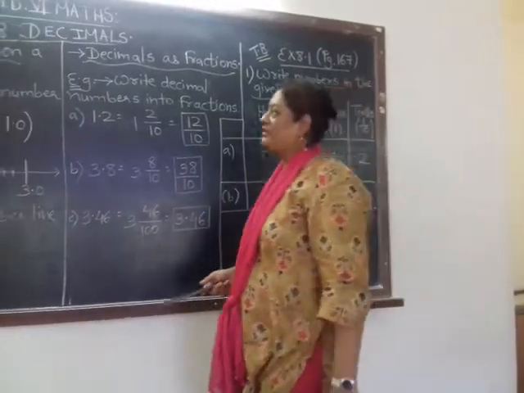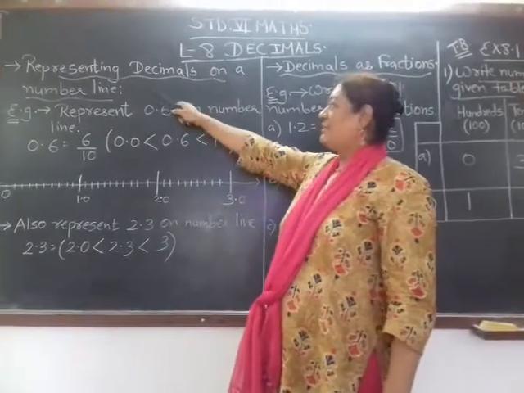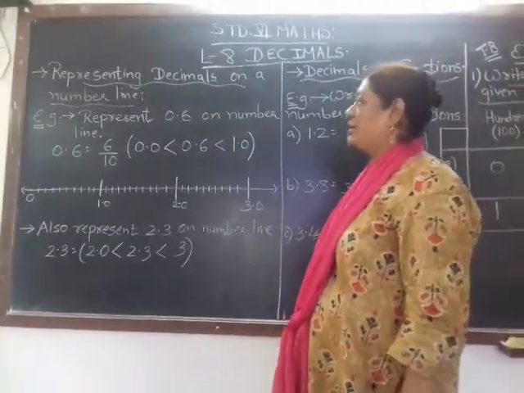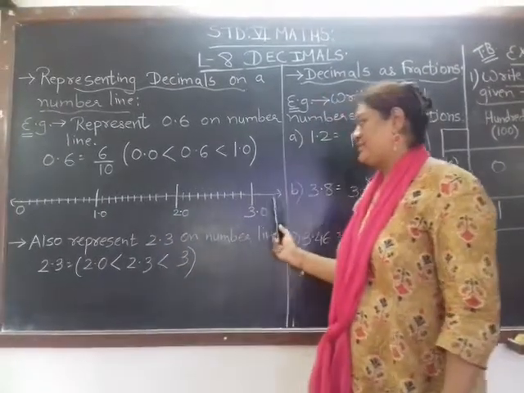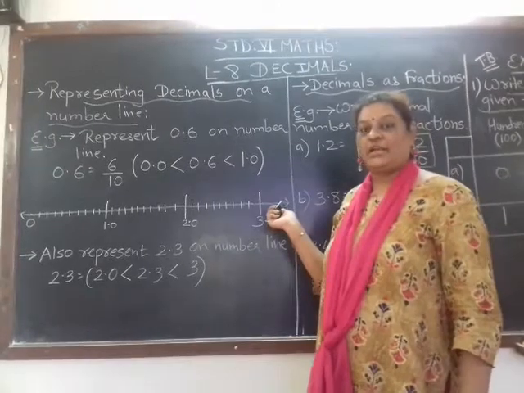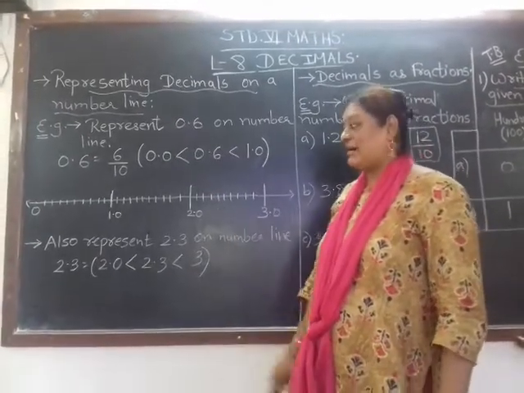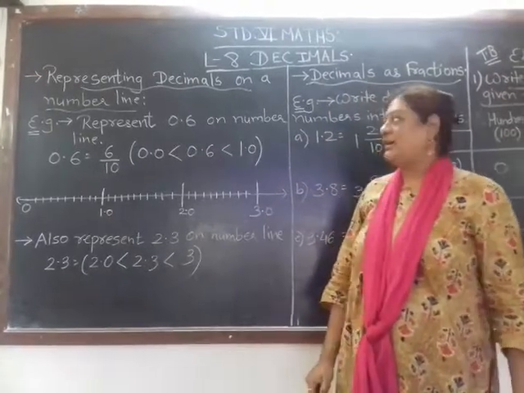Okay, continuing further with the next topic to be discussed among you, which is representing decimals on a number line. Now you are very well aware of the number line. Numbers which are written on a line are called a number line. Fractions we had seen how to represent on a number line. Now we are going to see how decimal numbers are written on a number line.